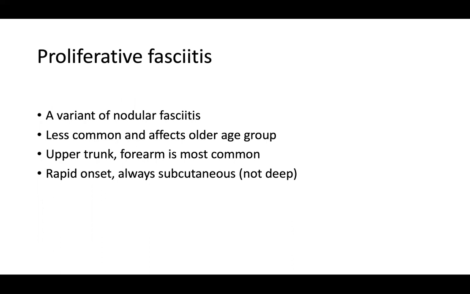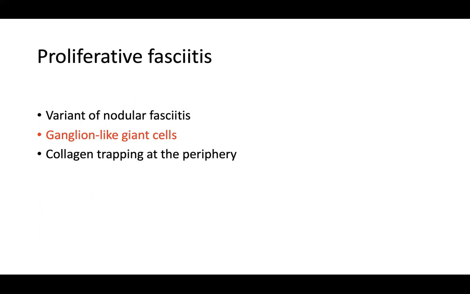It's less common and affects older age groups. On the upper trunk and the forearm is the most common presentation. And it's very rapid onset. It's always subcutaneous, but it's not super deep. Again, that can help you think about proliferative fasciitis. It's a variant of nodular fasciitis that can contain ganglion-like giant cells and collagen trapping at the periphery.